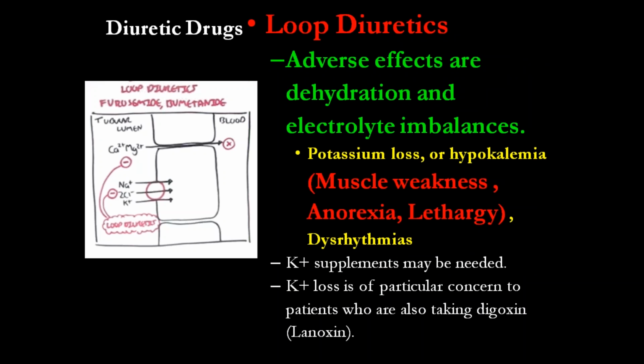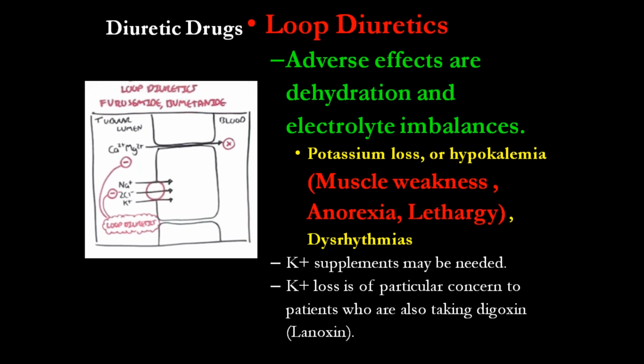That is the first diuretic we will talk about. The adverse effects are dehydration, because they are going to make you lose water, and electrolyte imbalance. So loop diuretics are going to get rid of the sodium, and they are going to get rid of the potassium too.